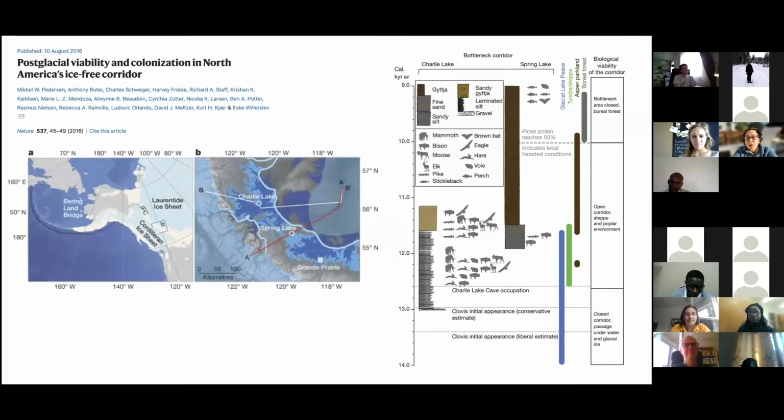And using a metabarcoding approach, this group led by Michiel Petersen sequenced a whole bunch of DNA and were able to show how both the plant and animal communities changed as that corridor opened up and became ecologically viable. And they were able to show that it wasn't viable until well after people were already established to the south of the ice, which confirmed, in fact, that people used a different way of getting from Alaska down into the rest of North America. They probably went along the coast.